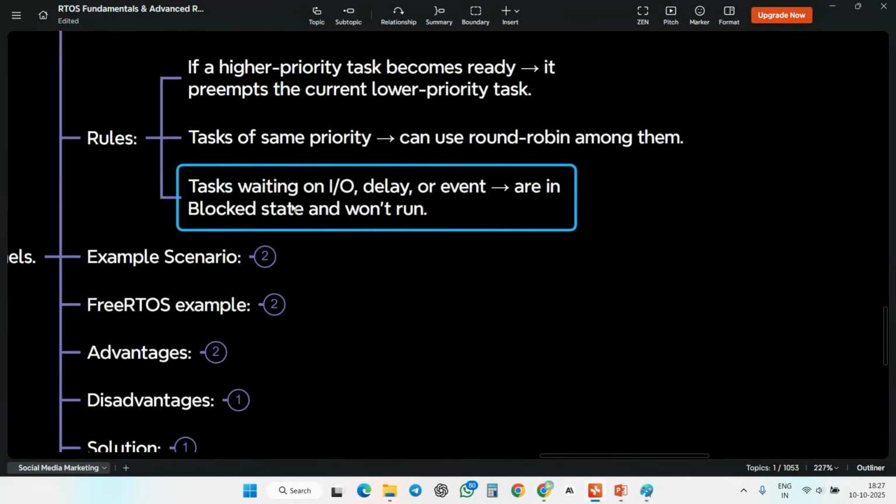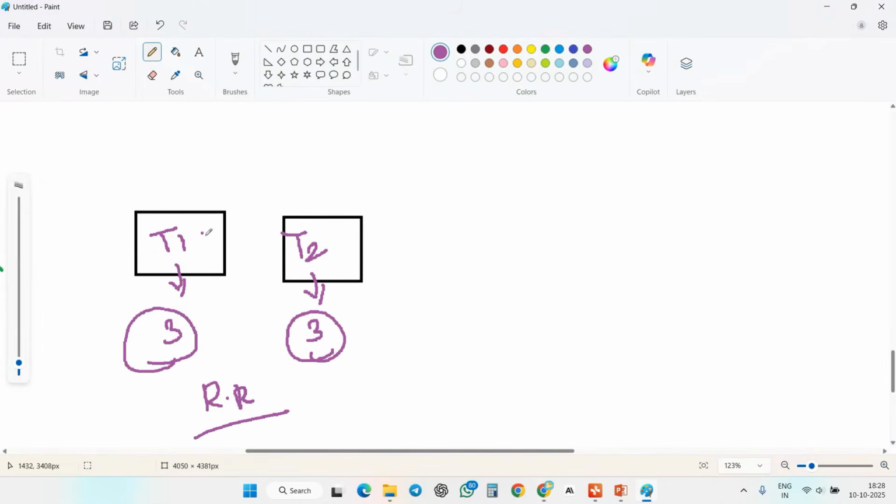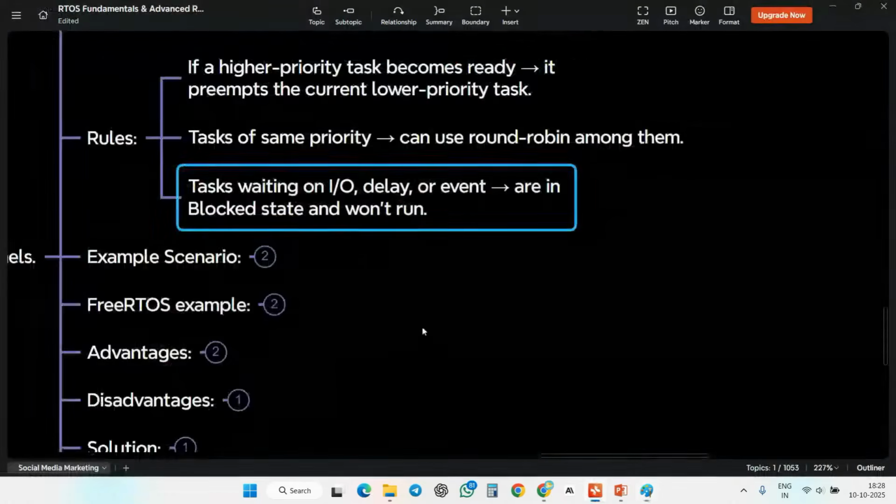Tasks waiting on input and output delays or events are in a blocked state and won't run. So even with round robin, in another condition, if both tasks have the same priority number, one should wait for input or output. That waiting state is called the waiting or blocked state. So this is another criterion.